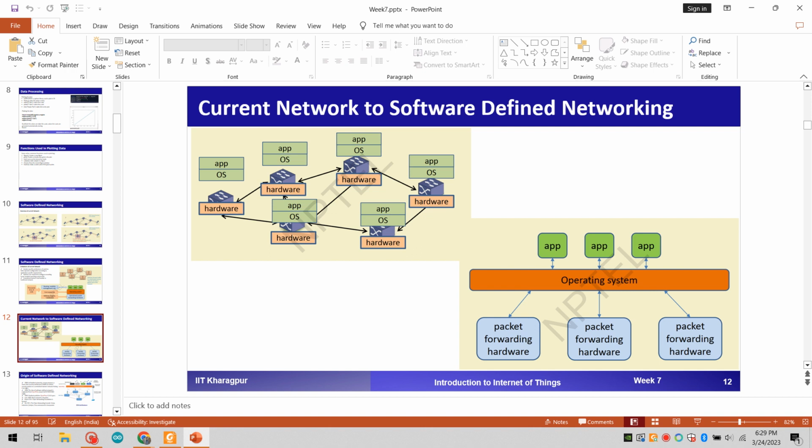Now the second figure, this packet forwarding hardware is separated out from your operating system, which is centralized, as I have told you already that the operating system can be centralized. So here there is only a single operating system and different applications which can use that operating system and hardware.